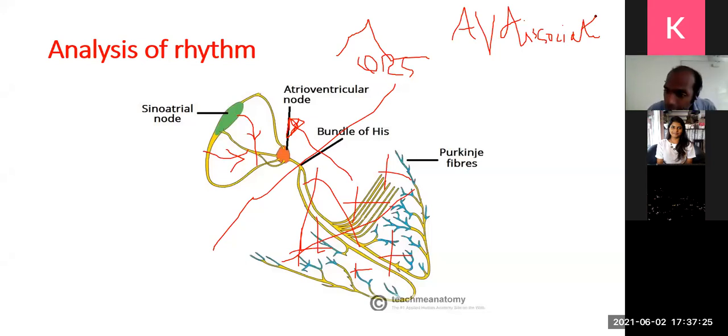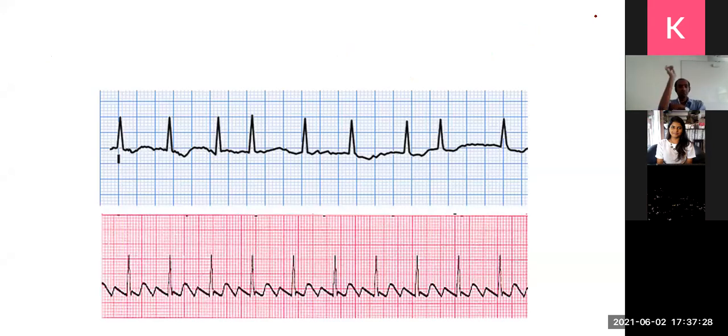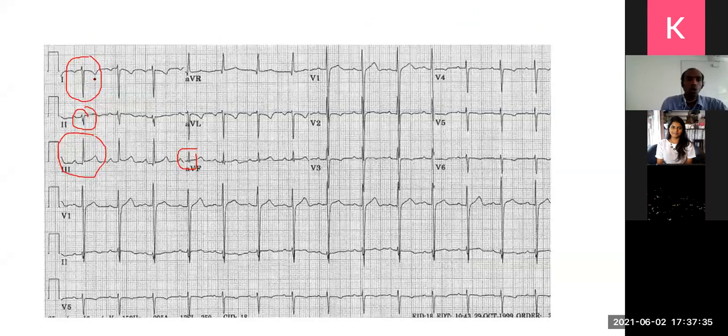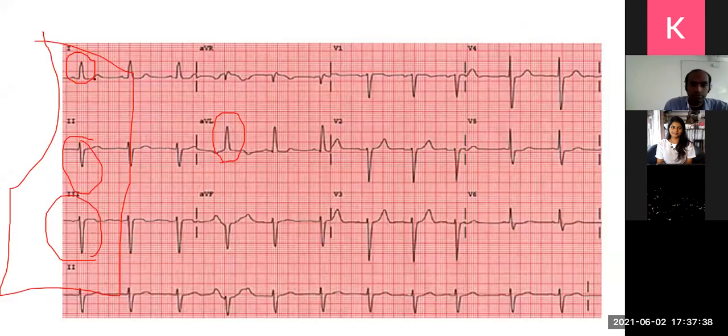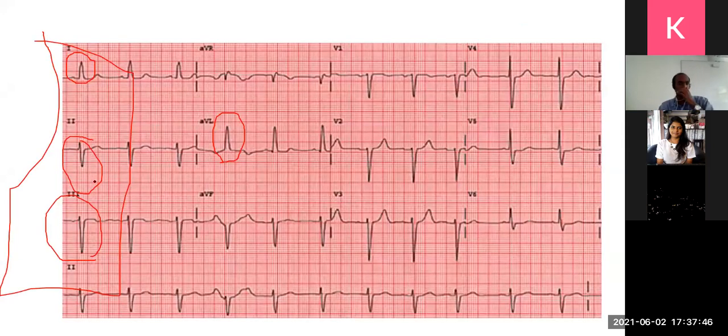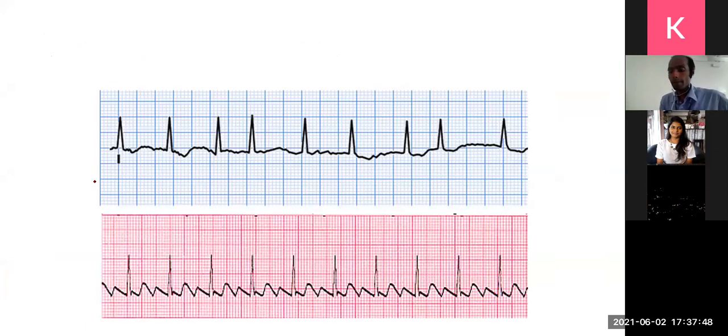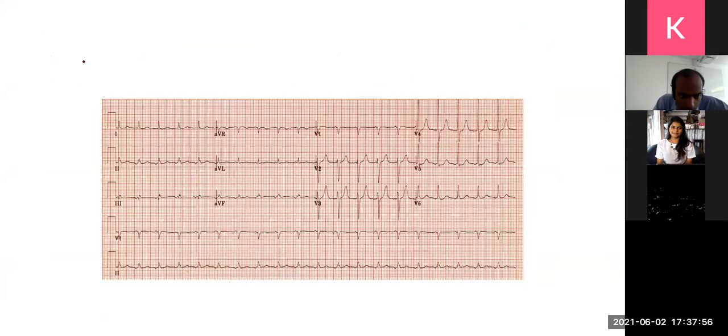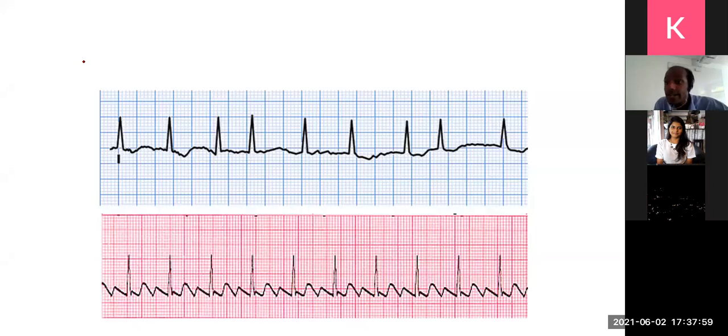Now let's look at practical examples of these ECGs. Now, all of these are sinus rhythms. You can see P, QRS, T. Now in this one, these are two atrial rhythms.